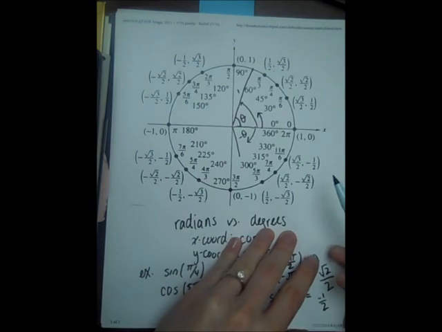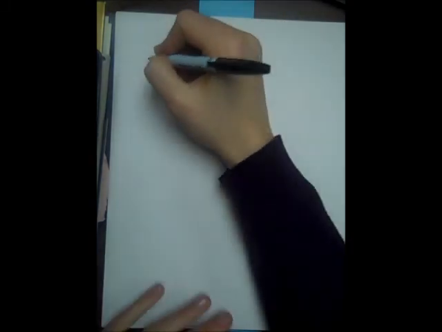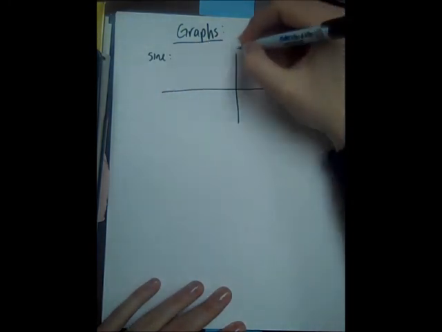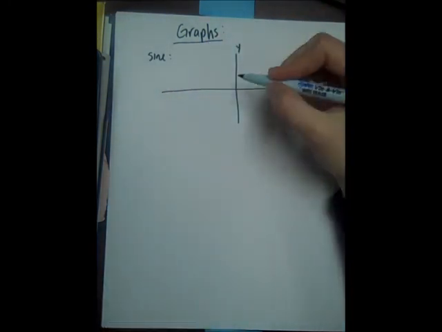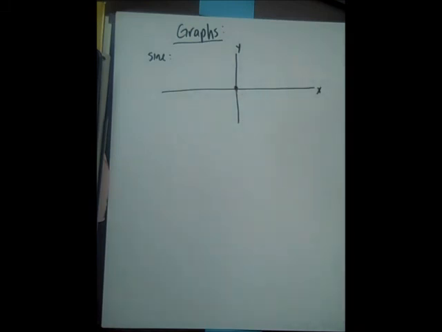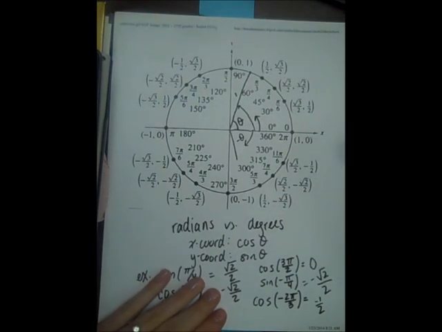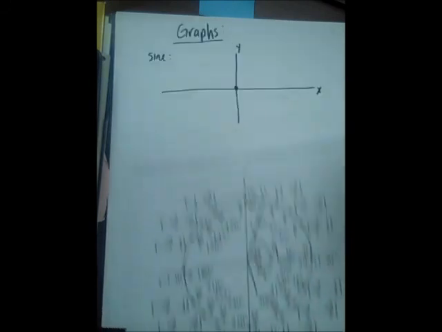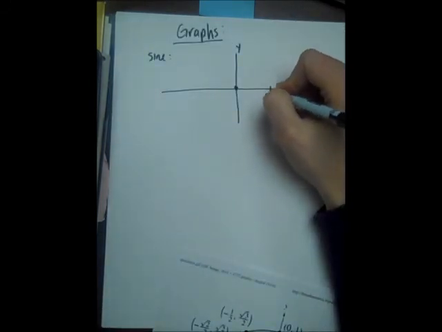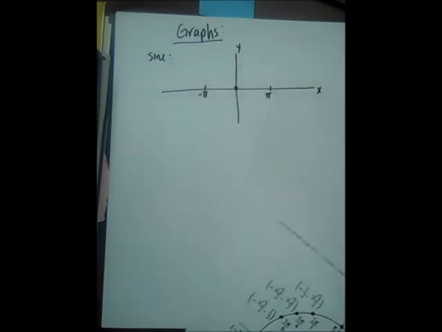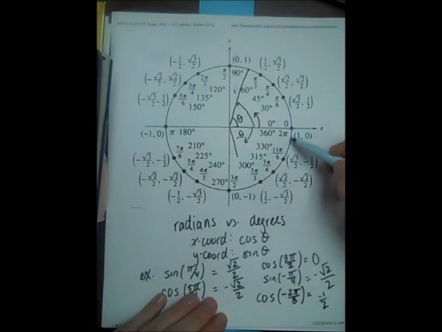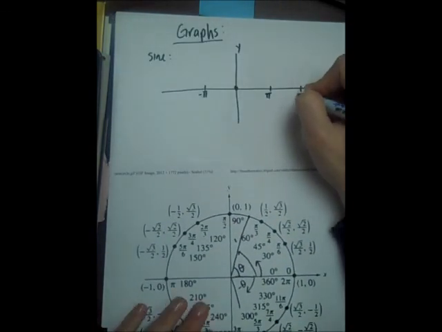So if we go back here and try to draw a graph of sine, here's my x-axis, here's my y-axis. I know that sine of 0 is 0, so it's going to go through the origin. Let's look back at this again. Where is this going to be 0 again? Well, the next time that the y-coordinate is 0 is at pi, also at -pi. And then where does it become 0 the next time? At 2pi, also -2pi.